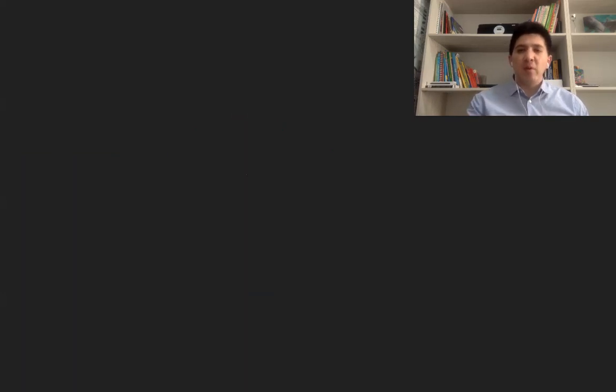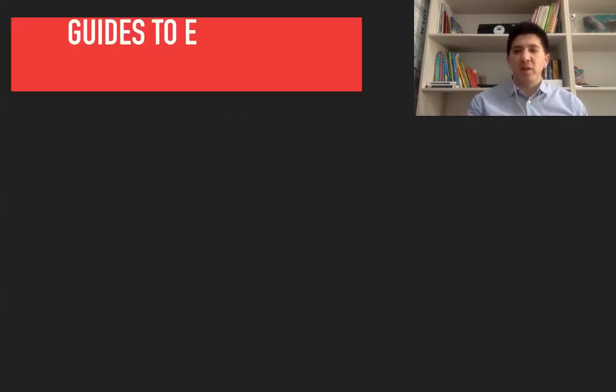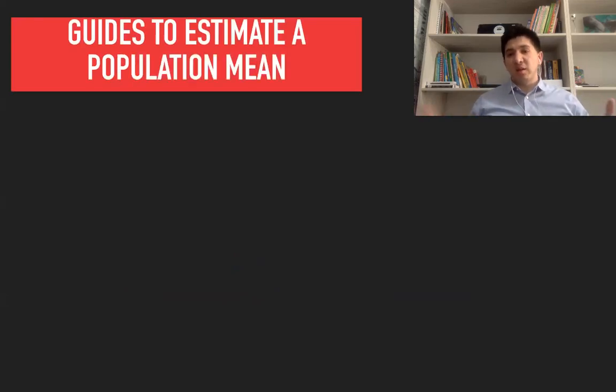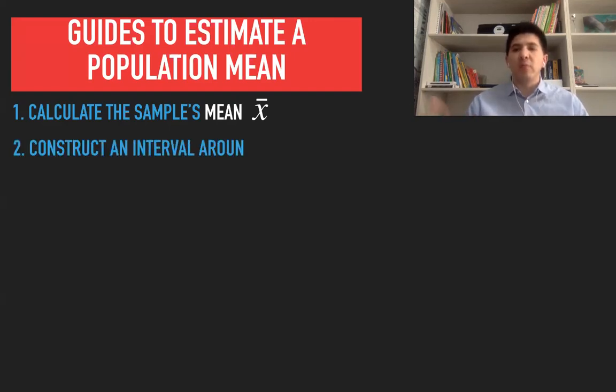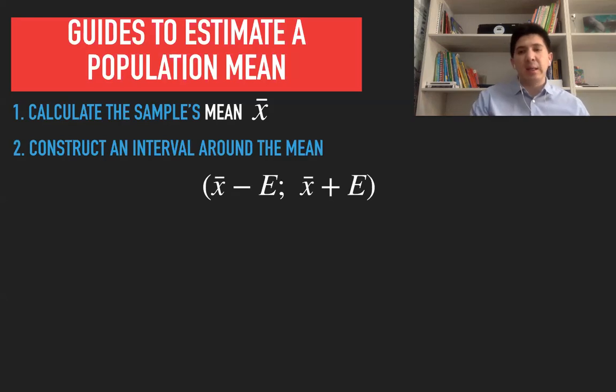If you remember, the steps of constructing confidence intervals are more or less always the same. First, you choose a sample from the population. Then you calculate the mean of the sample. Then you construct the interval around the sample mean by adding and subtracting the error margin. The only thing that is different is the technical calculation process of this error margin.